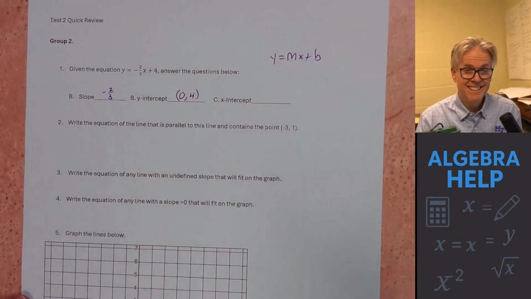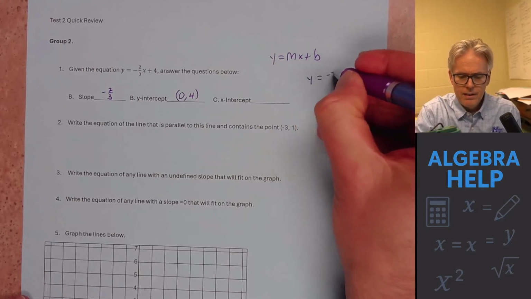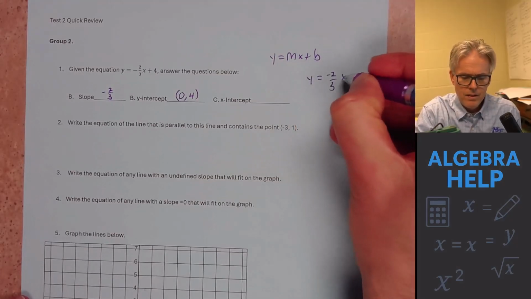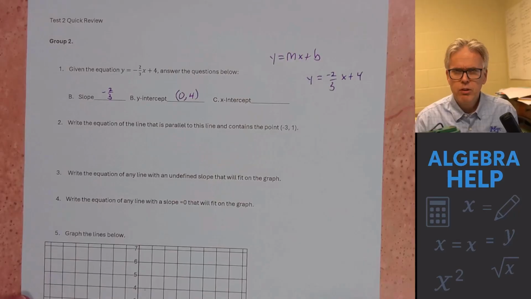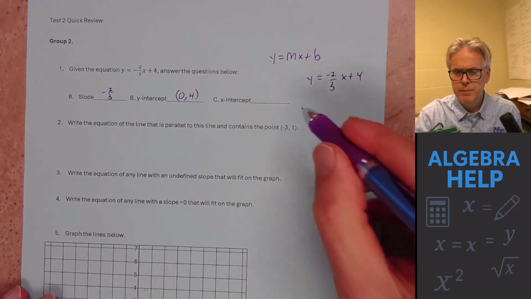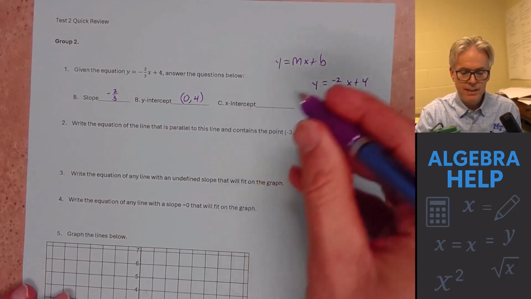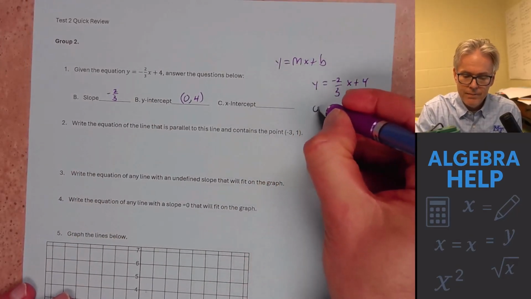The x-intercept does not stand out here, so we're going to actually have to take that equation. Let me rewrite it over here. Negative 2/3 x plus 4. We could go ahead and put this in the standard form, ax plus by equals c. I think it's just, since we're just doing one of these, it's probably just as easy. We're going to plug a 0 in for y and solve for x.